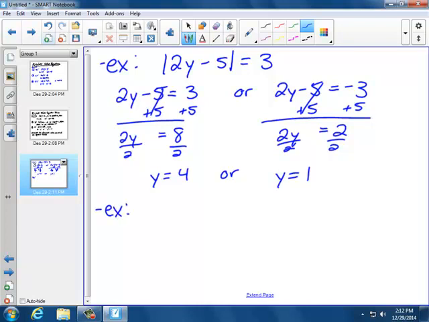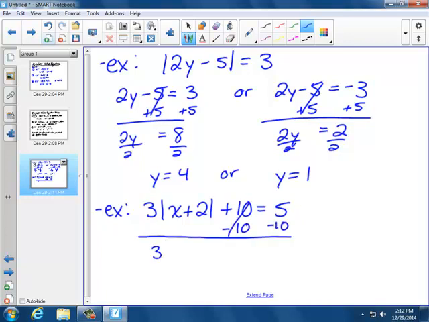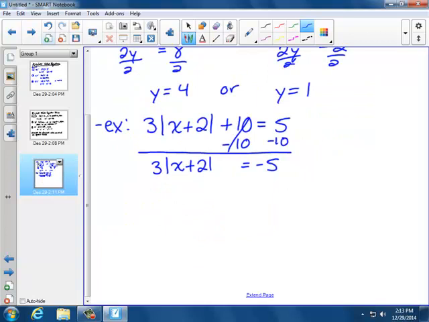How about this one? Let's see, 3 times the absolute value of x plus 2, plus 10 equals 5. Okay, now here's one where we have to do a little work first to isolate the absolute value part. So first, I'm going to subtract 10. So I have 3 times the absolute value of x plus 2 equals negative 5. Now I'm going to divide both sides by 3. Absolute value of x plus 2 equals negative 5/3.